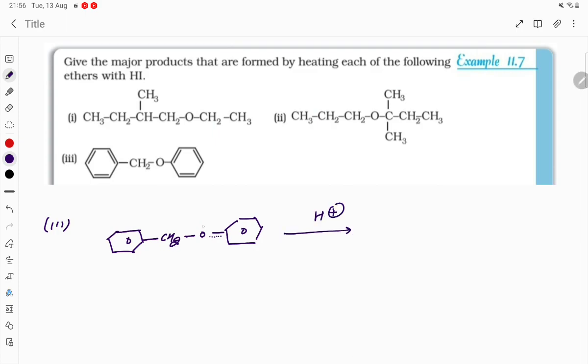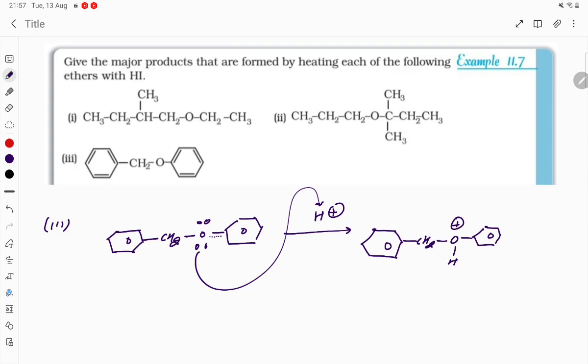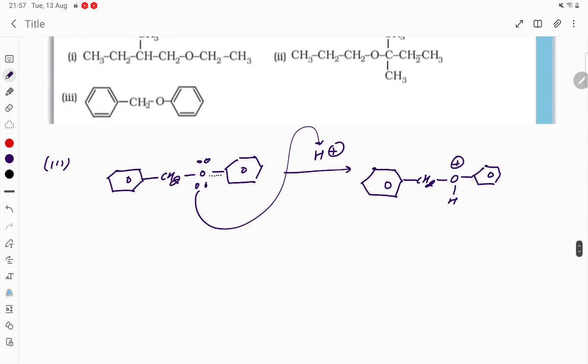H plus is attacking here, on the lone pair electrons, so obviously this is going to form the intermediate. Let us write it down here. This is there, this is the CH2, here is O, downside this is H, positive charge here. Now if you consider this one, where is the possibility? This position is more stable. Benzyl carbocation is more stable compared to phenyl carbocation, which is less stable.